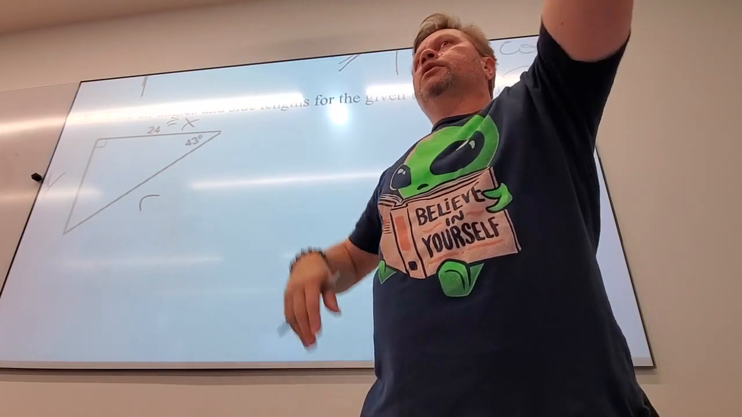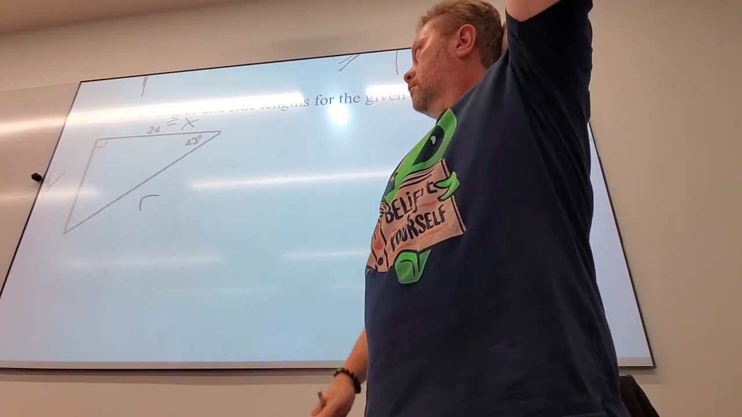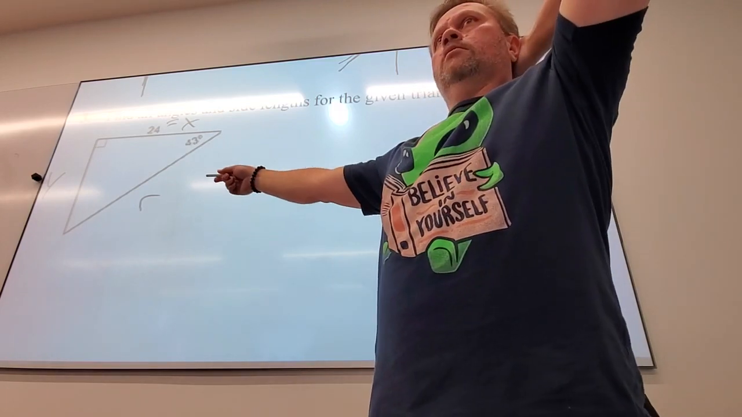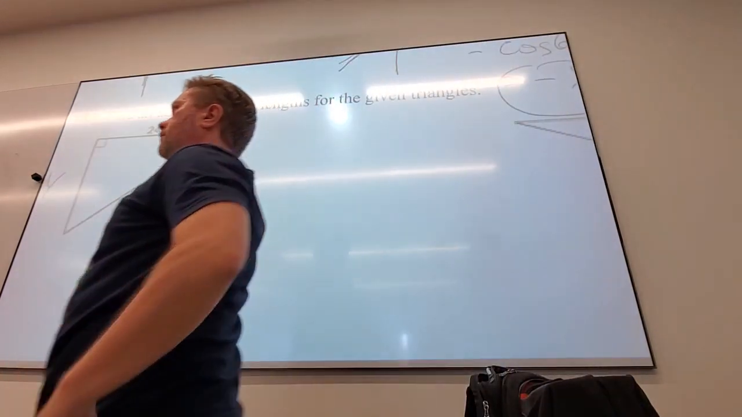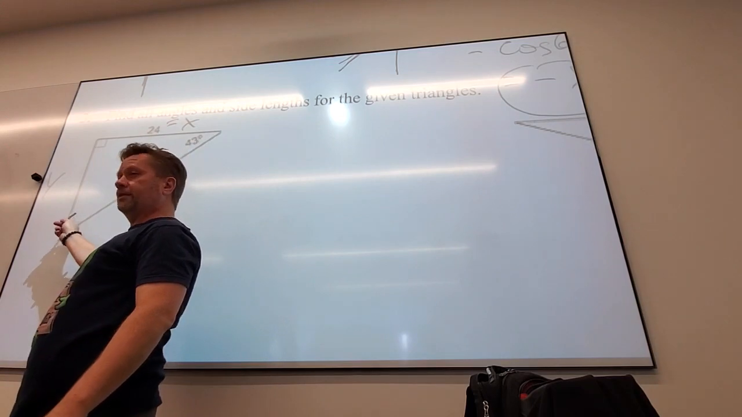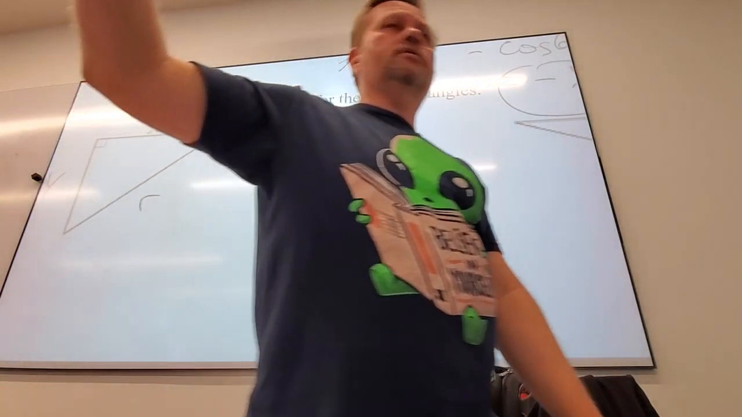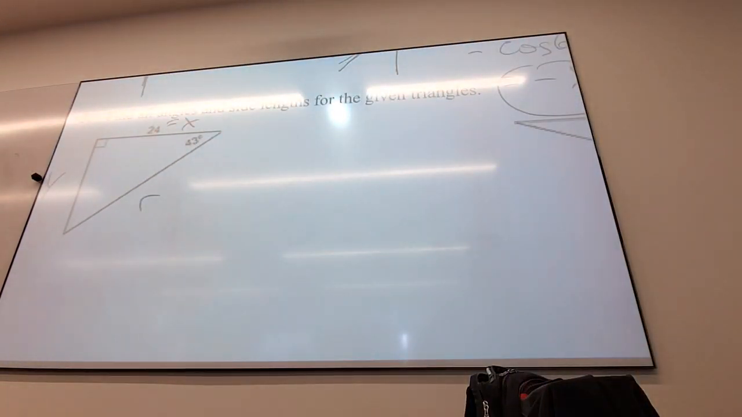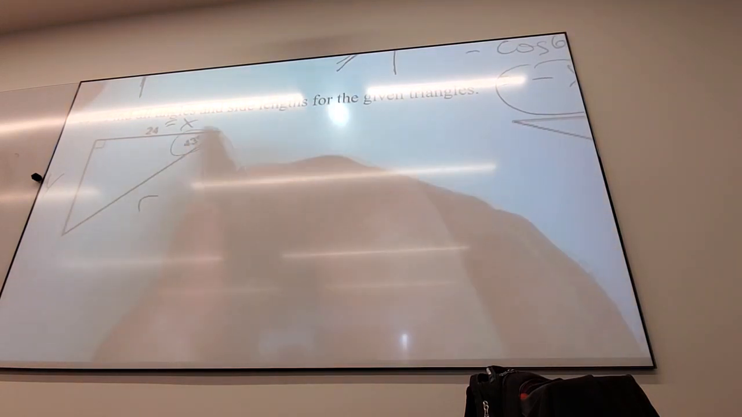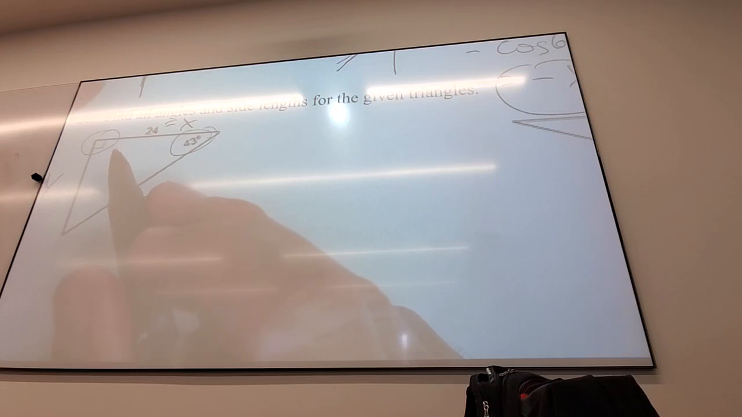What's the only angle we don't know? 47. Yeah, the one down here, right? And what's this one going to be? 47. Kick ass. Is that cool? How is it 47? That's 43. That's 90. And altogether, any triangle. Yes. As long as you're in Euclidean geometry.